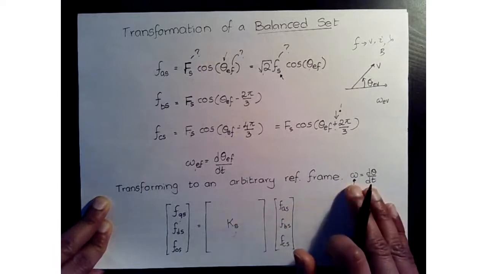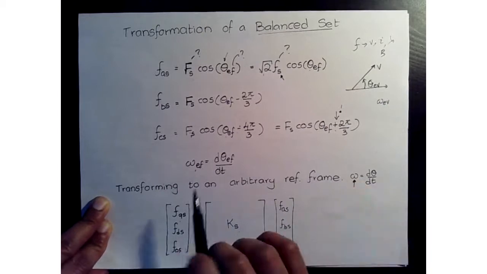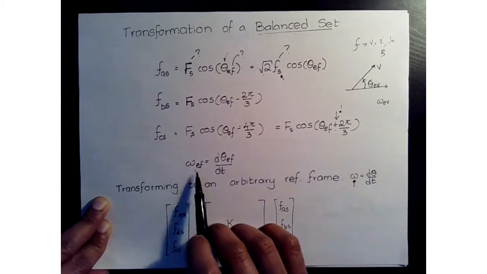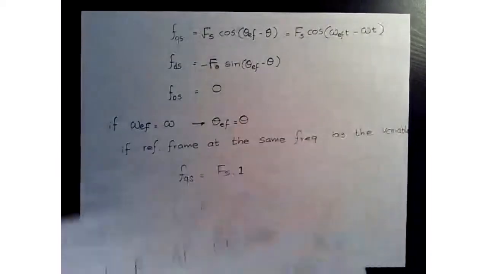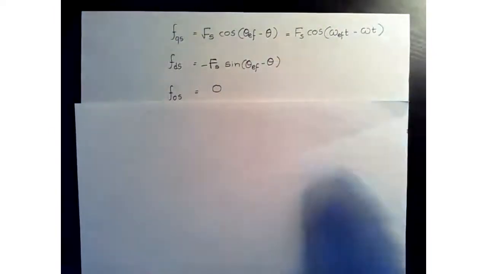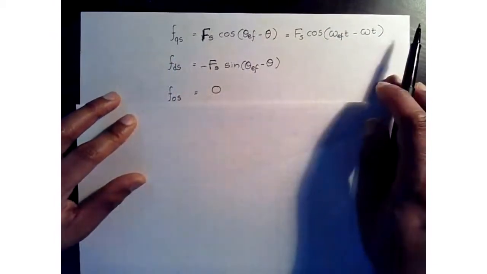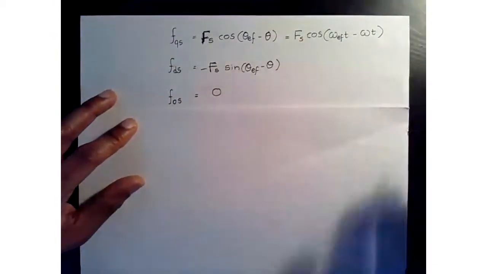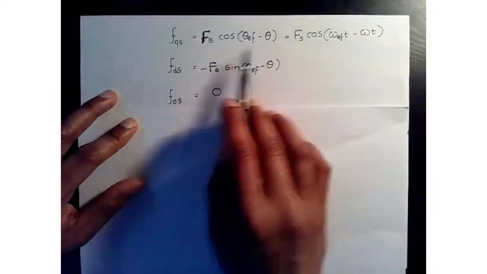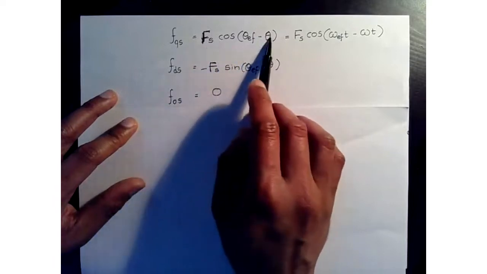So for now we'll assume our reference frame is rotating at omega, and our signal frequency is at omega EF for now. Once we do the transformation, we're going to get this relationship. This is F. You can again use the matrix and do the multiplication yourself, or even use the MATLAB symbolic toolbox. You're going to get your FQS as Fs cosine of theta EF minus theta.